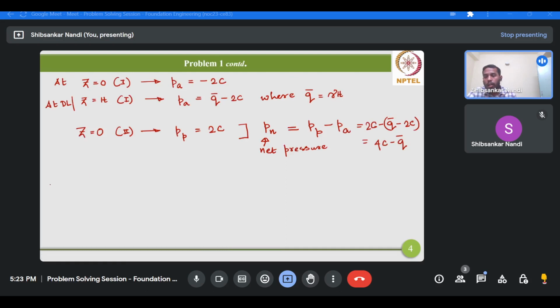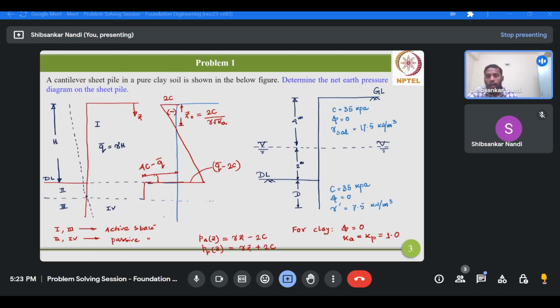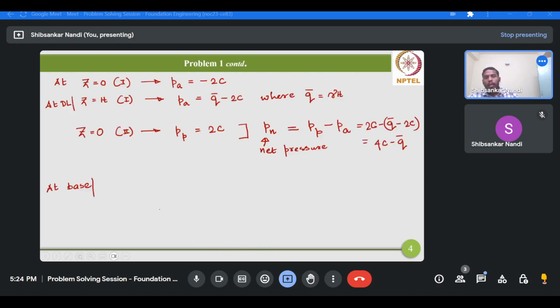So at the base of the wall, you are having region 4 at the right side and region 3 at the left side. Now region 3 is under active state and region 4 is under passive state. So there will be a switch again in the net earth pressure diagram, now from the left side to the right hand side. Why? Because passive earth pressure is much greater than the active earth pressure. And what will be the value?